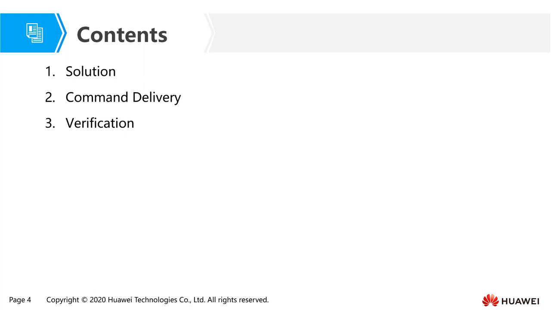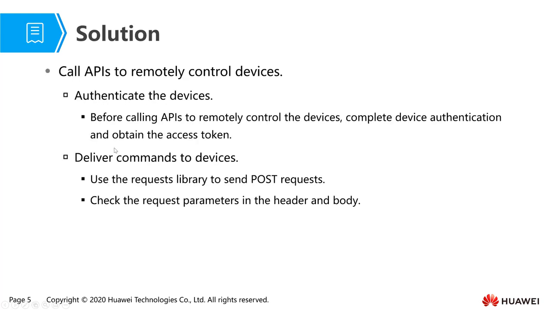The first part of this section describes the solution of the remote control device, and then details the code implementation processes of command sending and result verification. As mentioned in the previous section, APIs are called to remotely control devices. For doing so, the first step is device authentication. Before calling an API, the device needs to be authenticated and the access token needs to be obtained. The second step is delivering commands to the device.